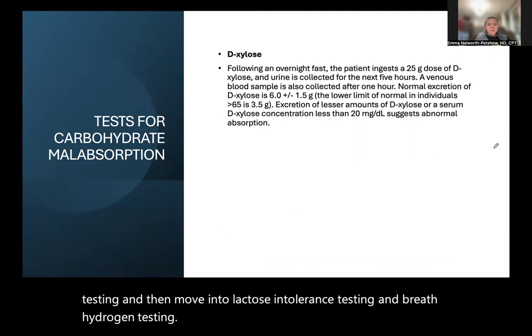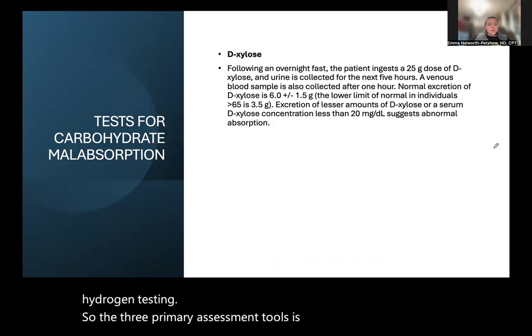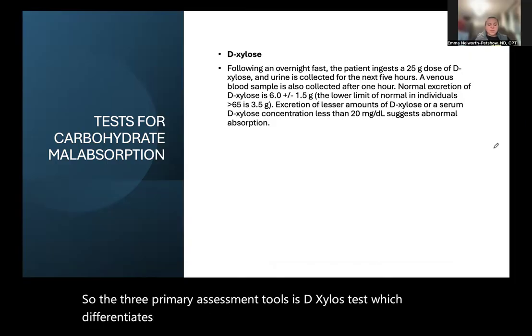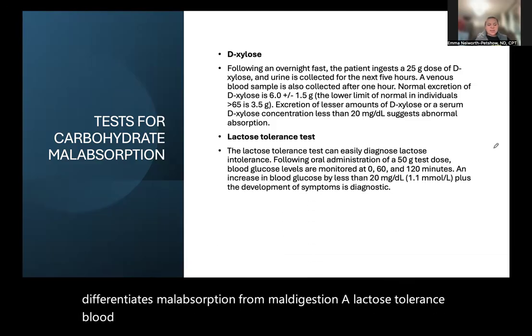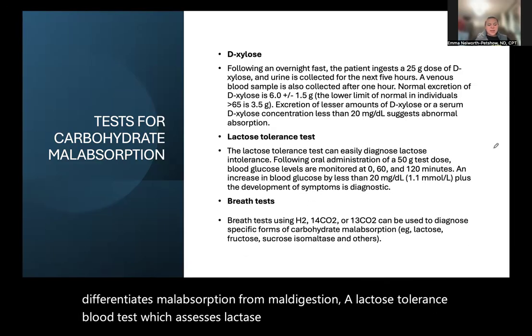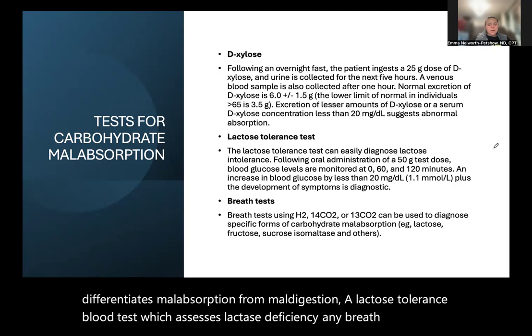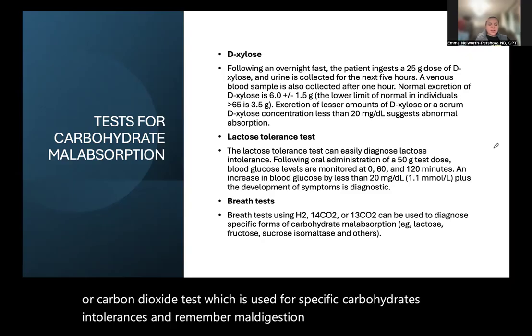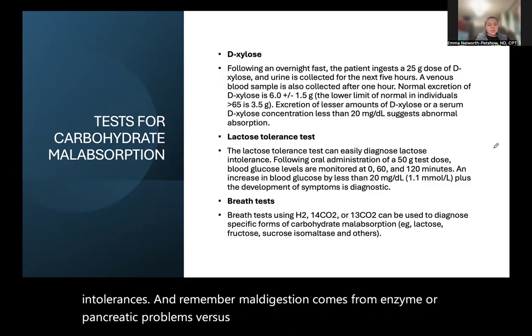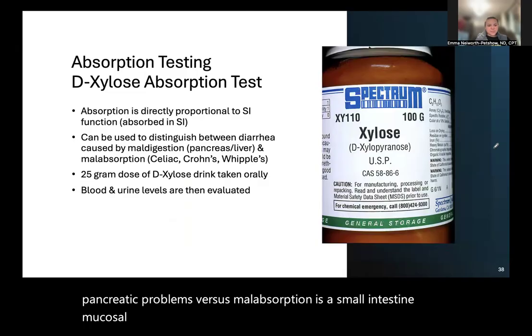So the three primary assessment tools: a D-xylose test, which differentiates malabsorption from maldigestion; a lactose tolerance blood test, which assesses lactase deficiency; and a breath hydrogen or carbon dioxide test, which is used for specific carbohydrate intolerances. And remember, maldigestion comes from enzyme or pancreatic problems, versus malabsorption, which is a small intestine mucosal pathology.